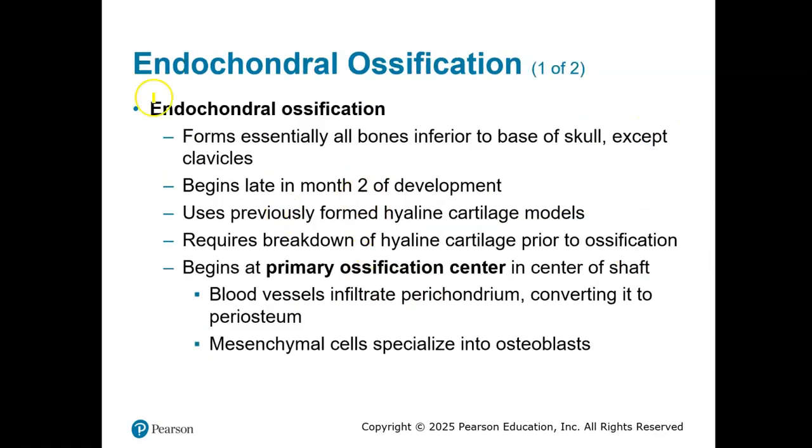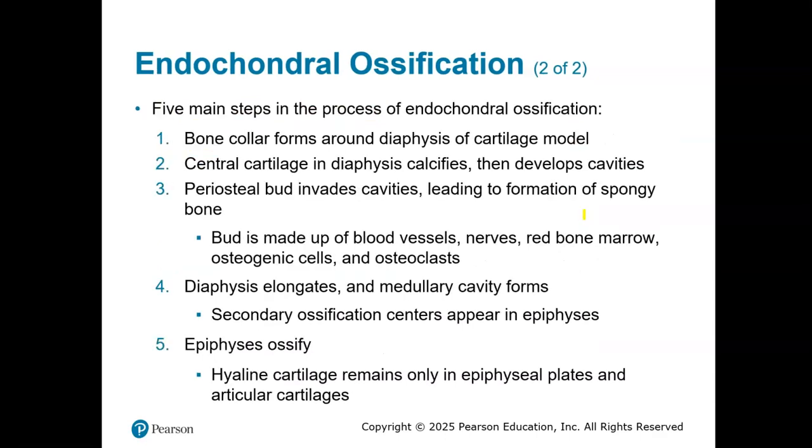So endochondral ossification forms all bones inferior to the base of the skull except for the clavicles or the collarbones. Basically, most of those bones are long bones, but it's everything besides the skull bones and the clavicles. This begins toward the end of month 2 of development, and it basically replaces a hyaline cartilage model with bone tissue. And here are your steps.